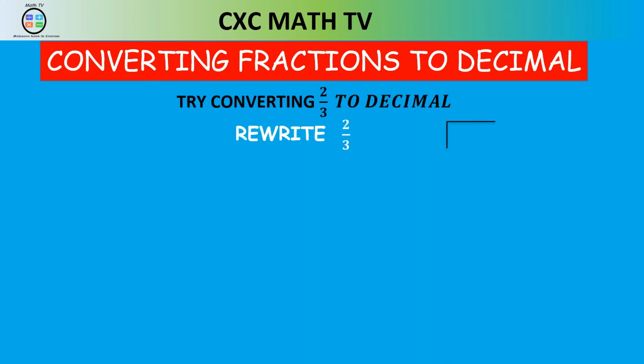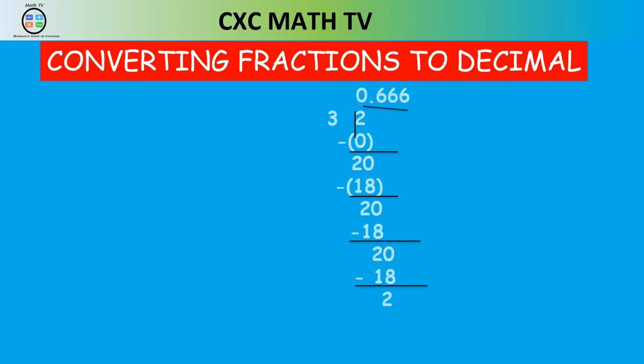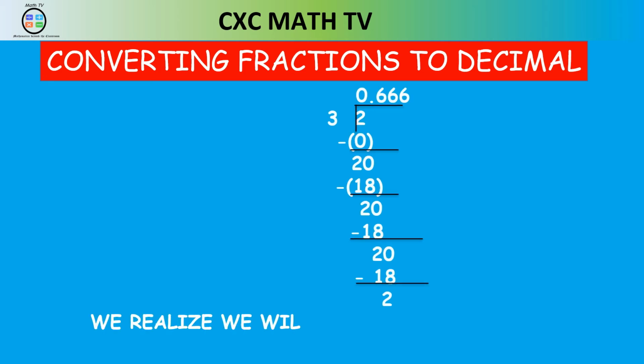In converting 2 over 3 to a decimal, you put it in long division form. And you realize 3 into 2 cannot happen. You put your 0. You do your subtraction. You get a remainder of 2. And you add a 0. Then you say 3 into 20 is 6 times. 3 times 6 is 18. You subtract. You get a 2.